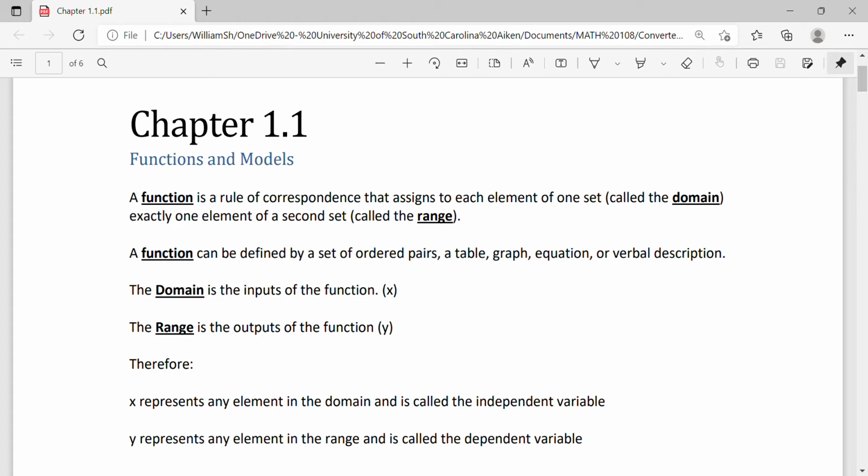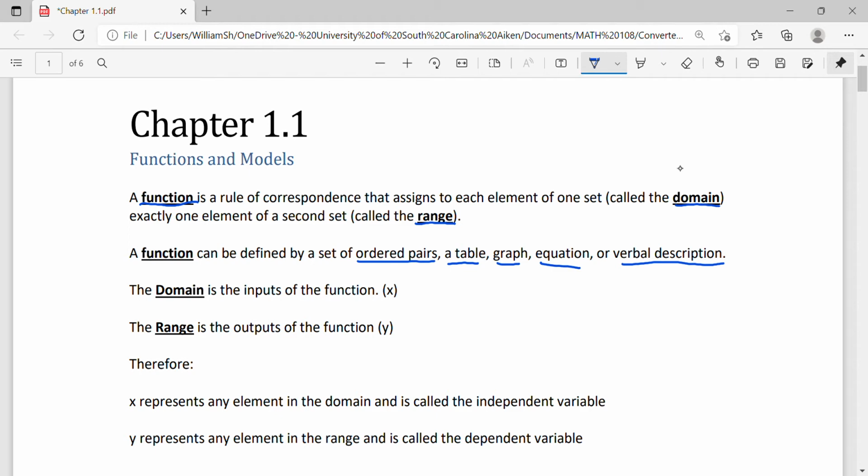So, first thing you need to know is the definition of function. A function, as you can see underlined here, is a rule of correspondence that assigns to each element of one set, called the domain, which is important, exactly one element of a second set called the range, also important. A function can be defined by a set of ordered pairs, a table, graph, equation, or even a verbal description, kind of like a word problem, right?